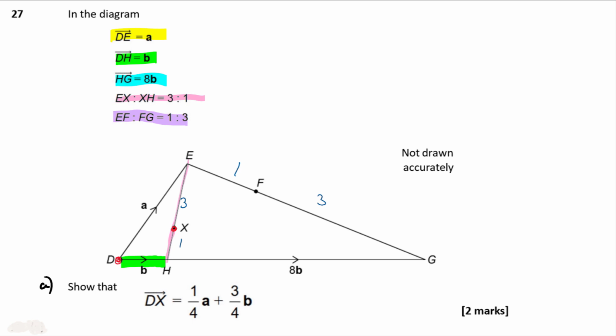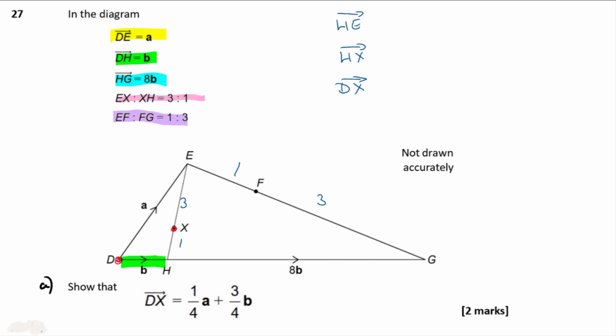And I can get from H to E via a different route. So I think what I'm going to do first is find H to E as a vector. What is the vector H to E? Once I know H to E, then I can find H to X. And once I know H to X, I can find D to X. That's my plan. Okay, so I've got my plan.